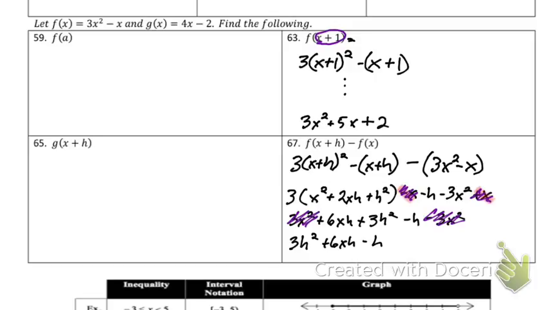Other questions? Yeah? Could you factor out an h and put that all in parentheses? Factor out an h? Yeah. Okay. So you could rewrite this as h times (3h plus 6x minus 1). That's what you're asking? Yep, that's fine.